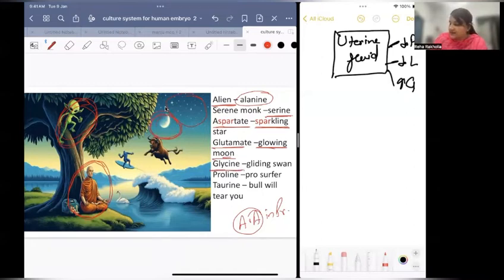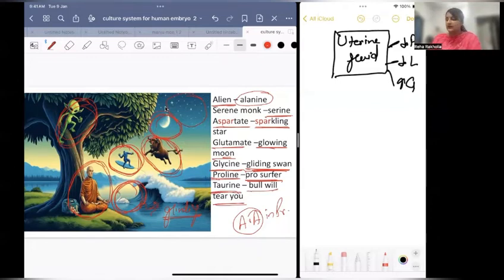Then glycine is the gliding swan. This swan is gliding very nicely, so I'll remember glycine by the gliding swan. Proline is the pro surfer. Pro means very good, so I remember proline by the pro surfer. Taurine I'll remember by the bull: the bull will tear you apart. This way we remember the amino acids in the pre-compaction stage.